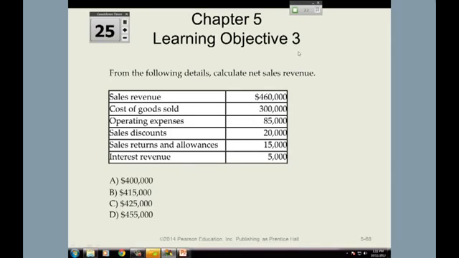So we have sales revenue, cost of goods sold, operating expenses, sales discounts, sales returns and allowances, and then we have interest revenue.